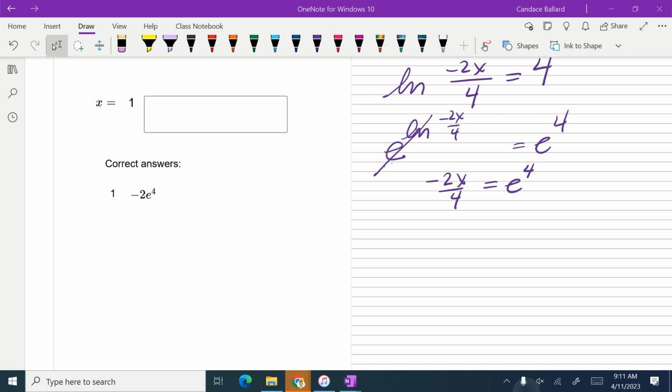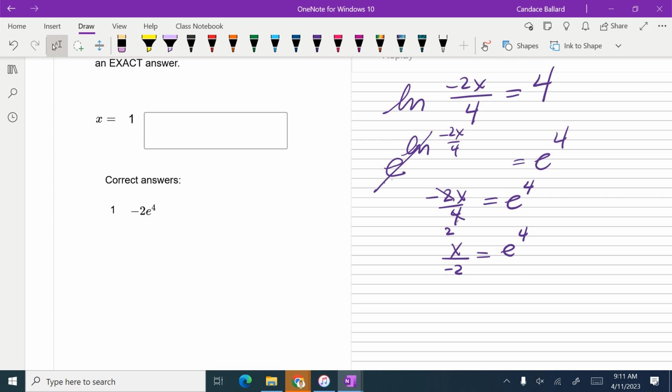How many times does 2 go into 4? 2 times, right? So I'm going to leave the negative on the 2. So x over negative 2 equals e to the 4th. I am supposed to be solving for x. How do I move this to the other side? Multiply. So you get x equals negative 2 e to the 4th. You might have had slightly different numbers, but it was the same idea. That's all there was to it. Take a minute and write down what you did wrong.